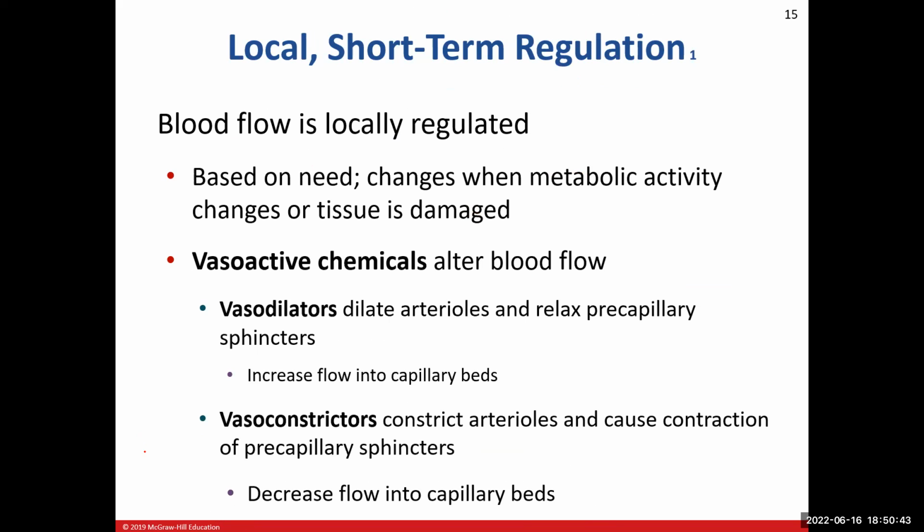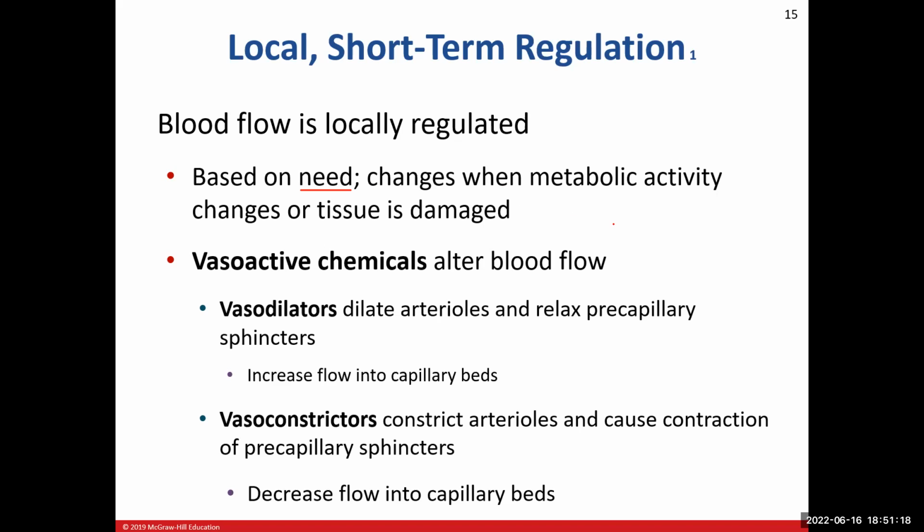So when we're dealing here with our locally regulated blood flow, there's a couple factors that play a role. One is, like I said before, this is going to be based on need. Certain tissues have a higher need, certain tissues have a lower need. Again, I won't say 100% dependent on the metabolic activity, but the metabolic activity of those tissues plays a big role. So some tissues, if they're highly active, their metabolic need will be increased, or if the tissue is damaged there.